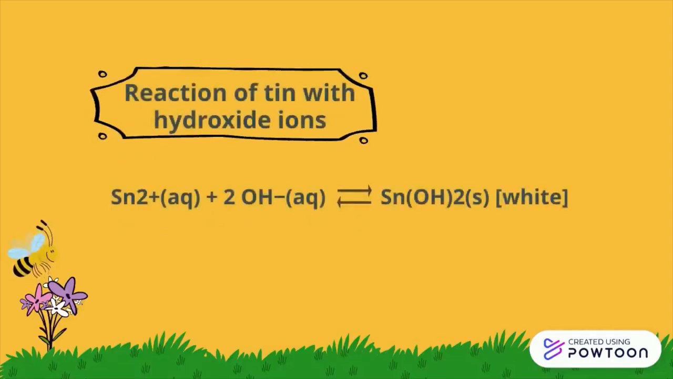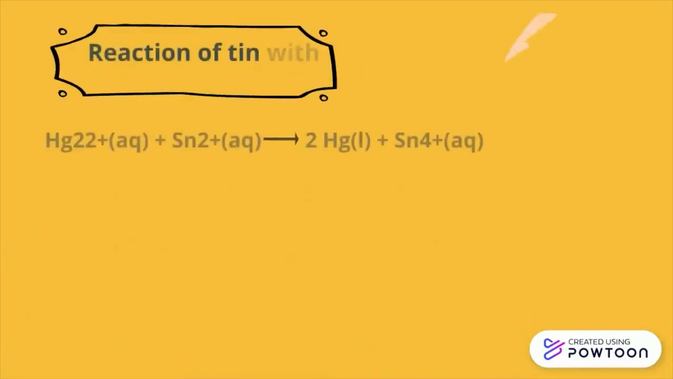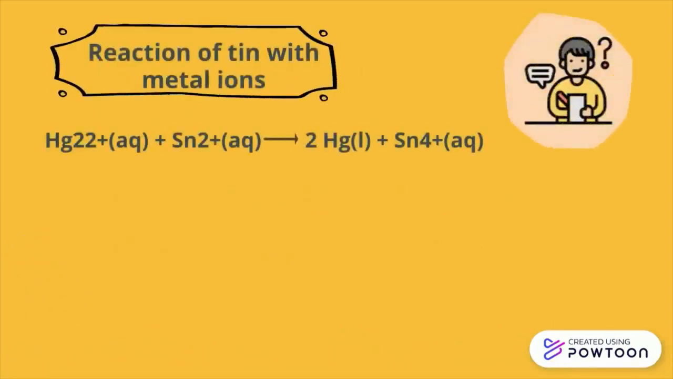Sn2+ is precipitated by hydroxide ions as a white gelatinous precipitate. The precipitate is dissolved in excess alkali. Sn2+ is oxidized by Hg2+. This reaction is used for qualitative analysis for Sn2+.